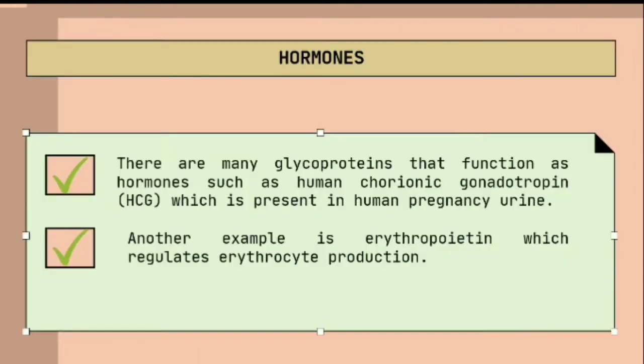And then moreover, let us discuss the hormone. So actually, there are many glycoproteins that function as hormones, such as the human chorionic gonadotropin or HCG, which is present in human pregnancy urine. So this HCG works in a way that it stimulates the corpus luteum to produce progesterone to maintain the pregnancy. So basically, this has something to do with the hormones of the pregnant woman.